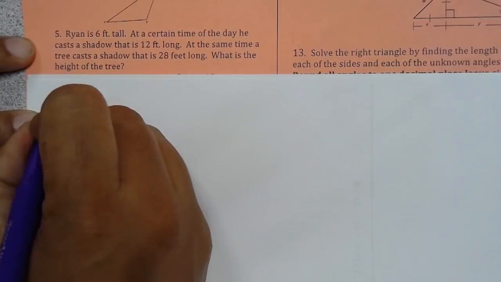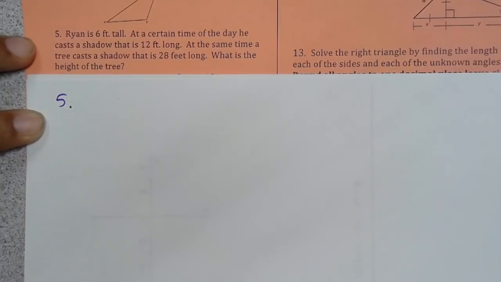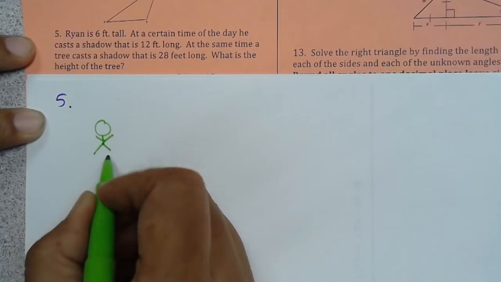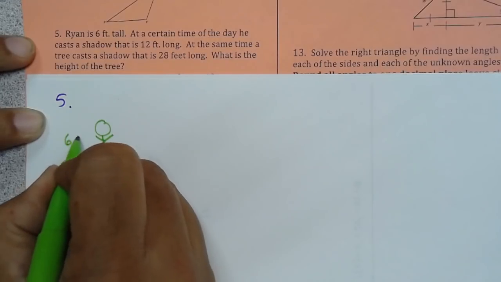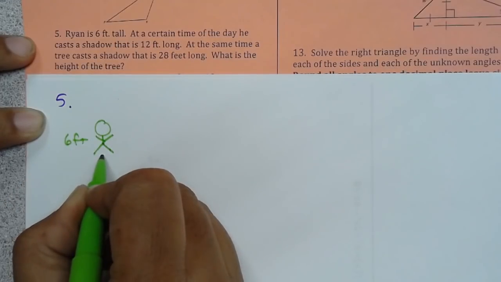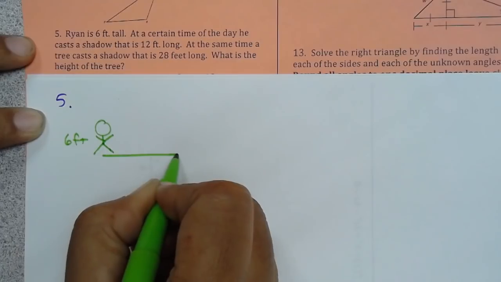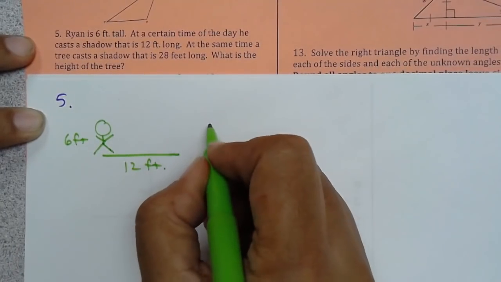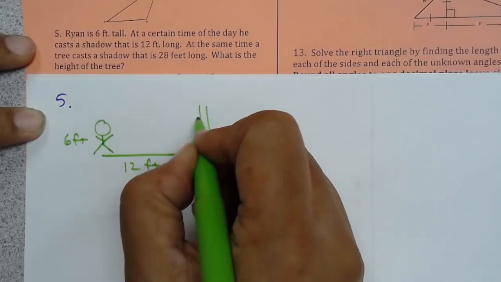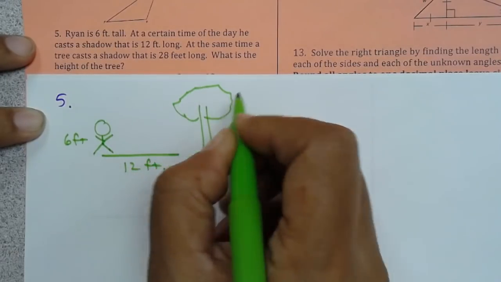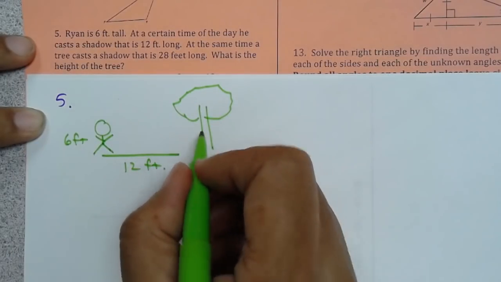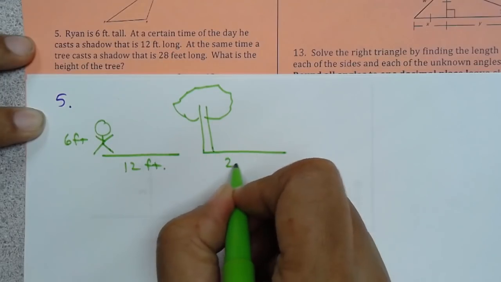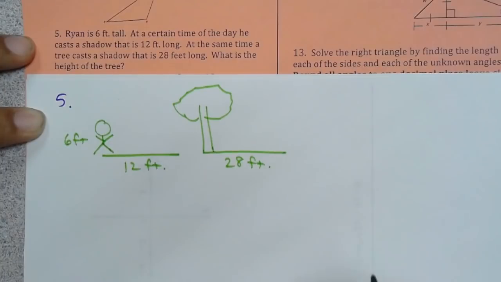On this one, it helps to draw out what's going on. So we have Ryan here, who is 6 feet tall. He's casting a shadow. Remember, shadows are on the ground. That is 12 feet long. At the same time, we have a tree. So let me go ahead and draw this tree. I would say that has a shadow that is 28 feet long. What is the height of the tree?